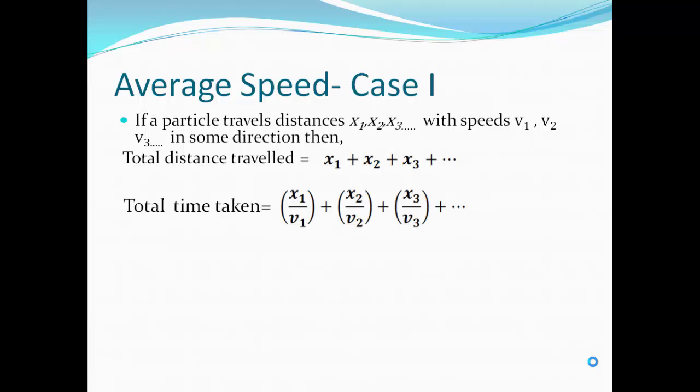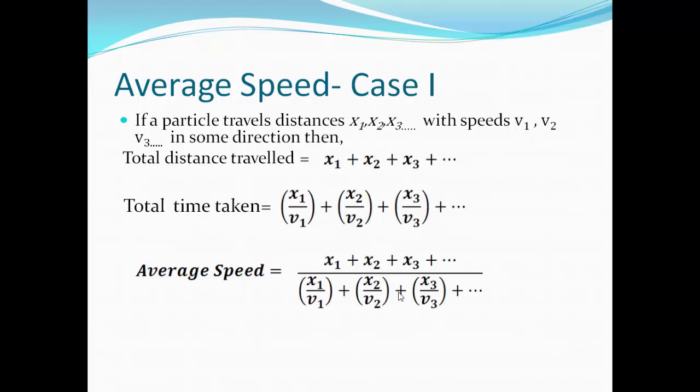Total time taken will be x1 upon v1 plus x2 upon v2 plus x3 upon v3 and so on. Hence, by definition, average speed is nothing but total distance upon total time, that will be x1 plus x2 plus x3 and so on upon x1 upon v1 plus x2 upon v2 plus x3 upon v3 and so on.